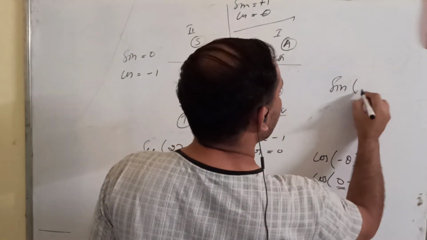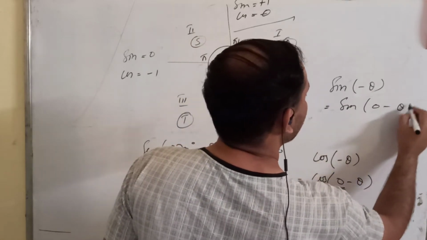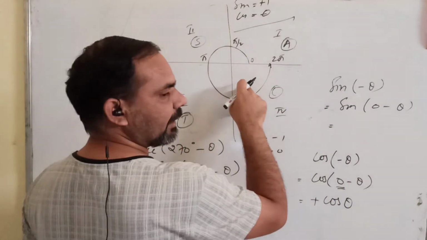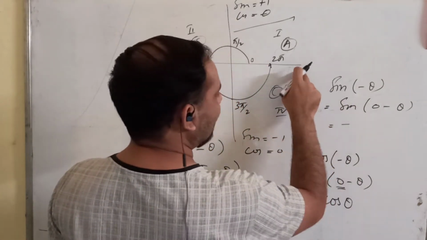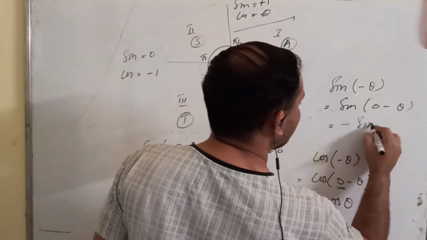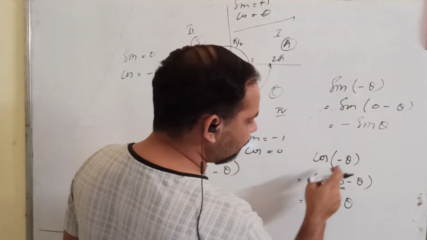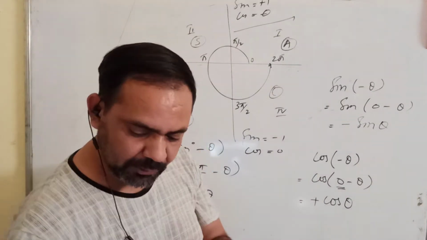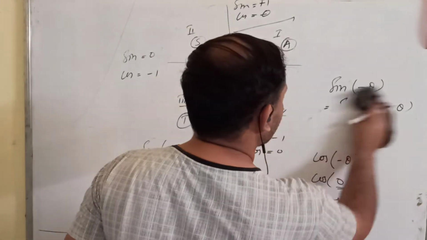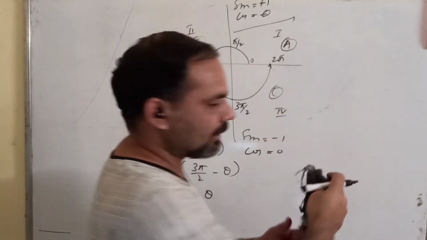What about sine of minus theta? This will be sine 0 minus theta. Now 0 minus theta is the fourth quadrant, sine here is negative, and since the x-axis is involved, sine will remain sine only. So sine of minus theta is minus sine theta, and cos of minus theta is plus cos theta. So this way you can find out the values of different trigonometric ratios for different angles.